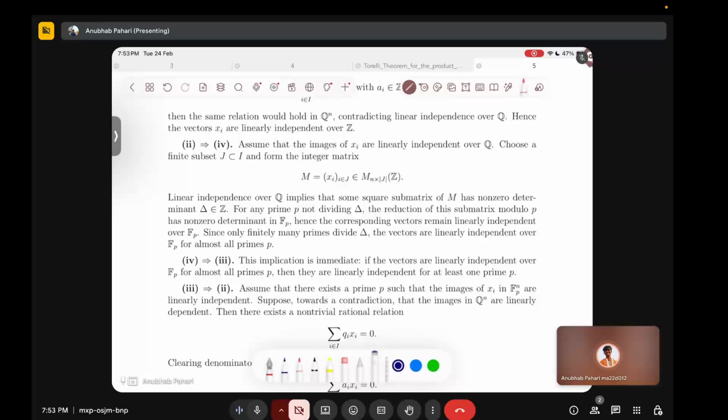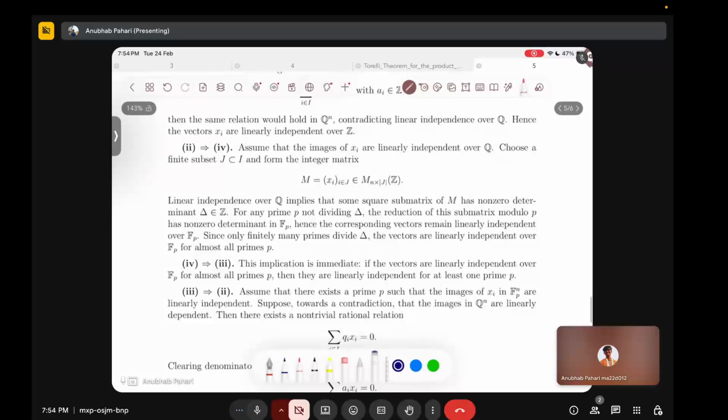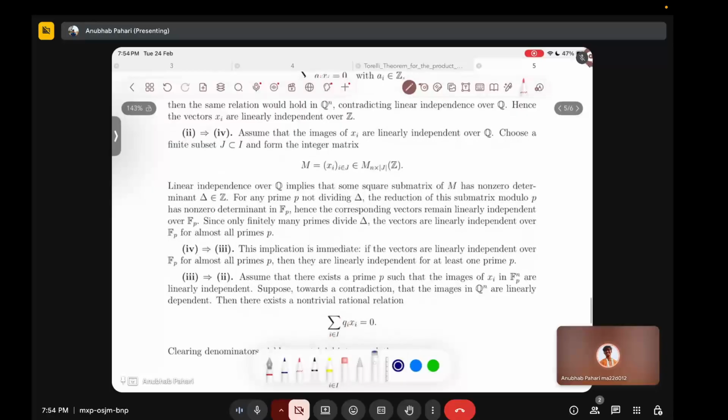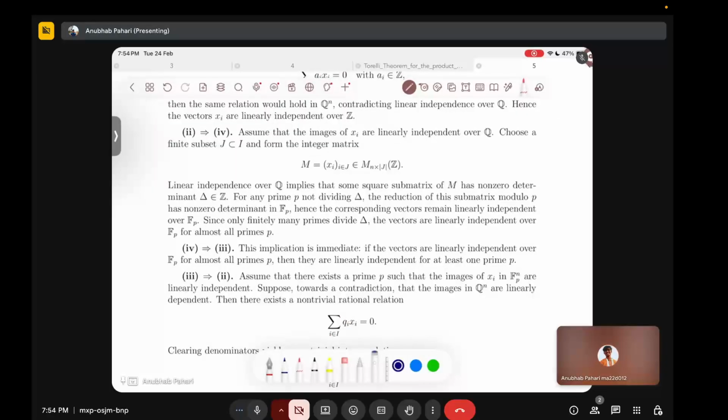So what we are trying to say is that if images of xi are linearly independent over Q, then this integer matrix we are forming, because xi are coming from Q to the power n, so therefore they do form a matrix, and this non-zero determinant over Q, if this non-zero-ness passes to Fp, then you will say that these entries are also linearly independent there. So this is exactly what is happening there.